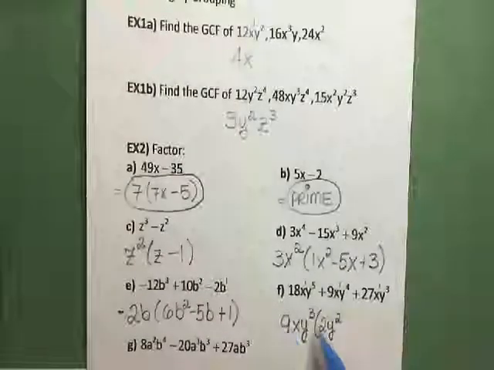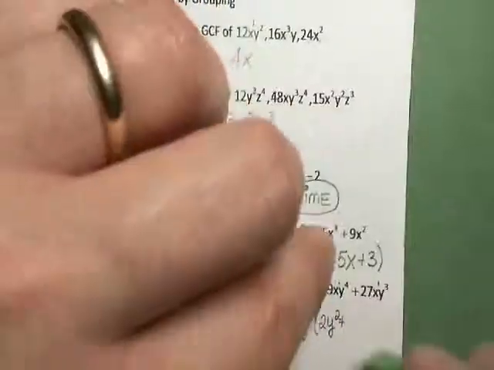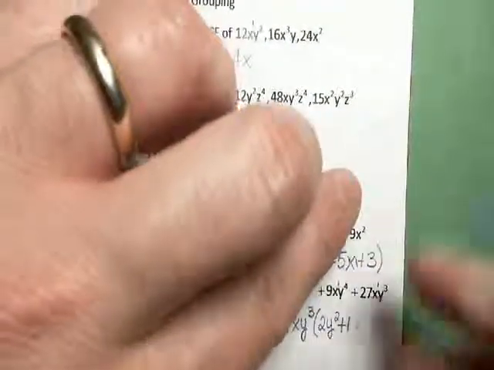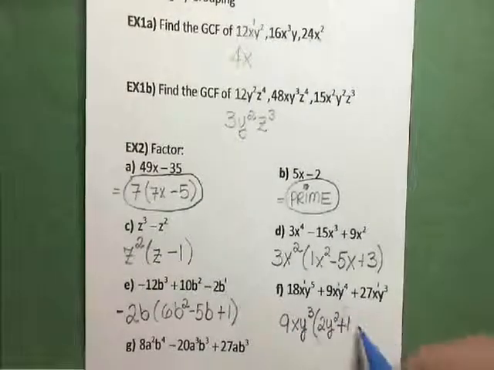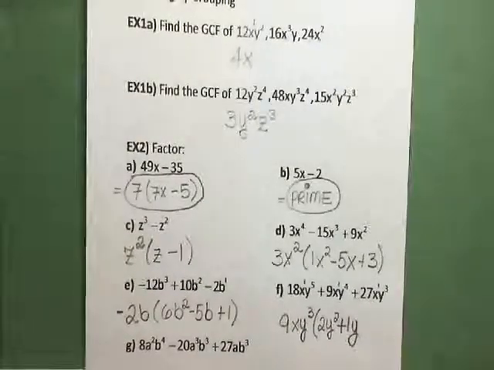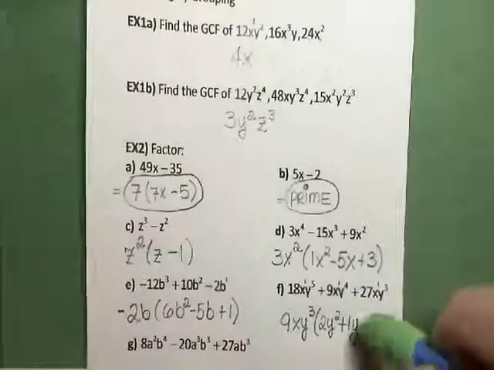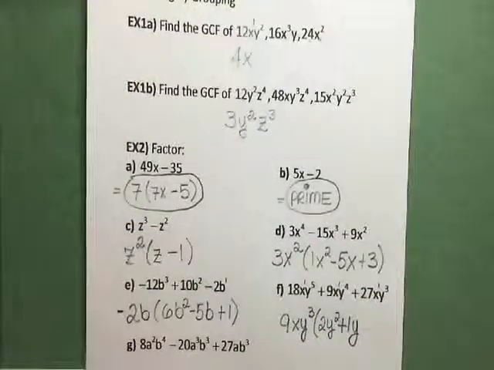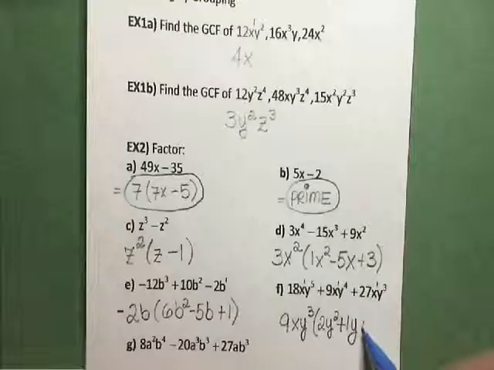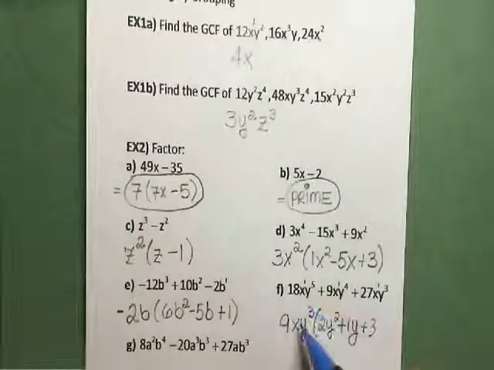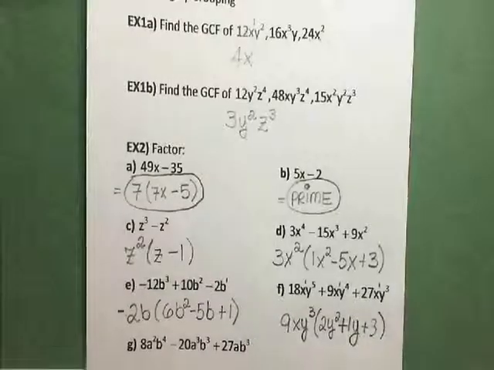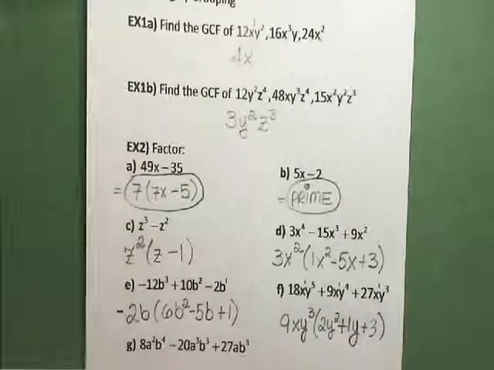9 divided by 9 gives you a 1. This would be positive 1. The x would cancel. Y to the 4th divided by y to the 3rd would be just y. And then the last one would be 27 divided by 9 is 3. The x cancels. The y to the 3rd would cancel. So I'm left with just the 3.